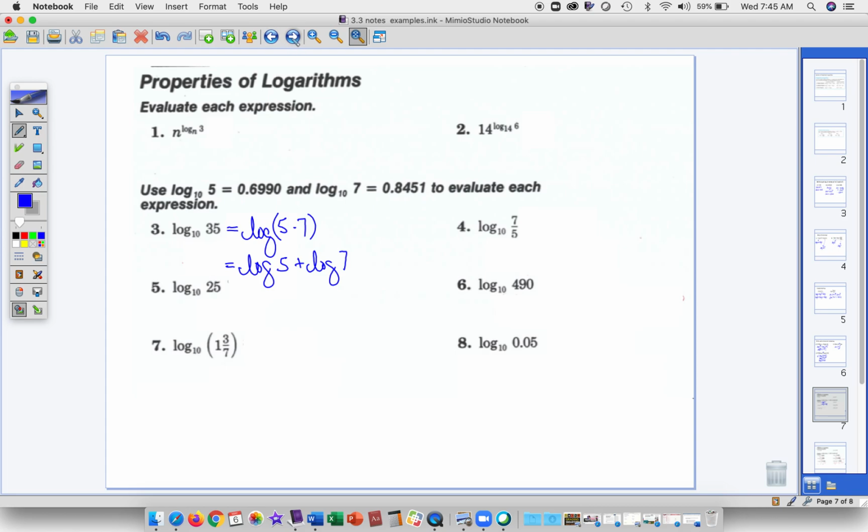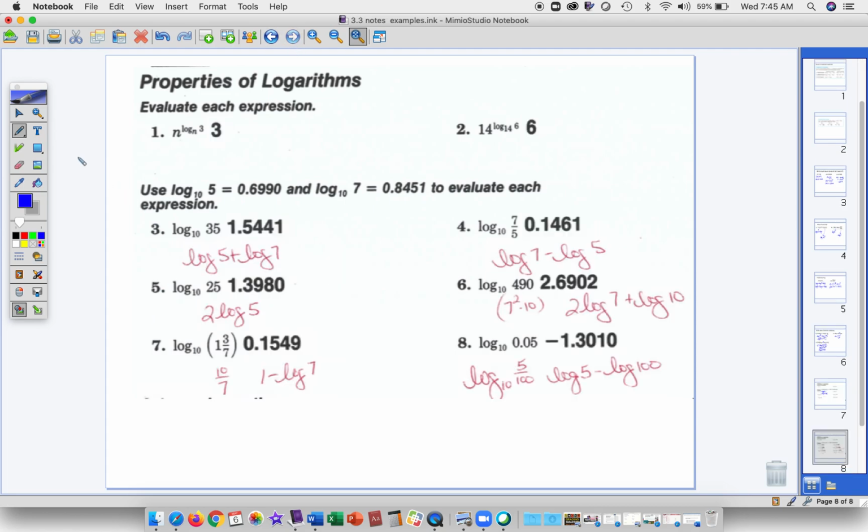Okay, so let's see how you did. So for number 1, hopefully you got 3. And for number 2, hopefully you got 6. Yeah, those are again from properties from the last section. So here's the decimal answer from adding the two decimals. Here's the decimal answer from subtracting log 7 minus log 5. For 25, you can think of that as 5 squared, which becomes 2 log 5. So 2 times this decimal gives you this.